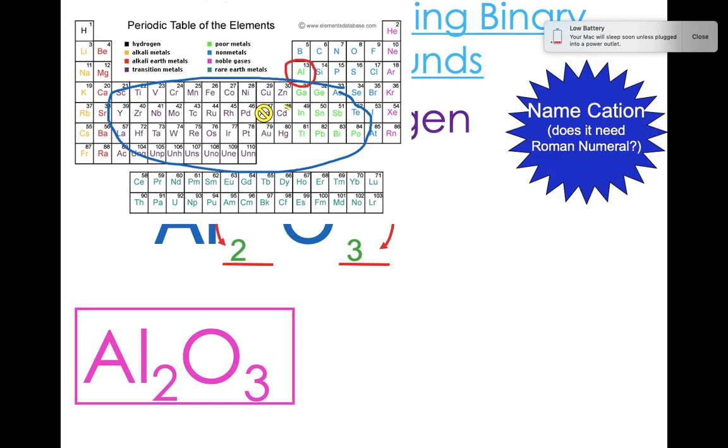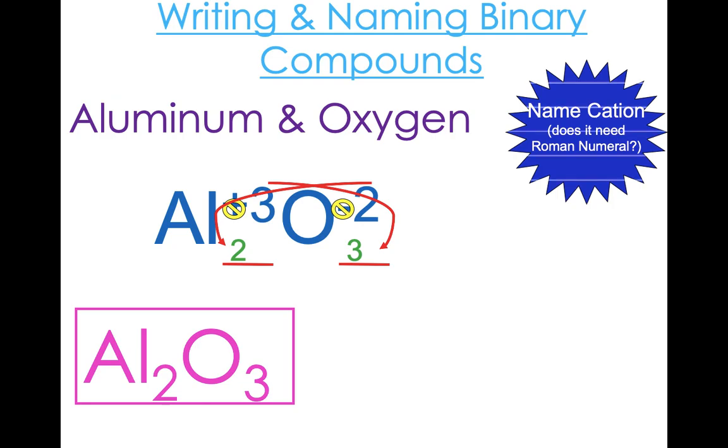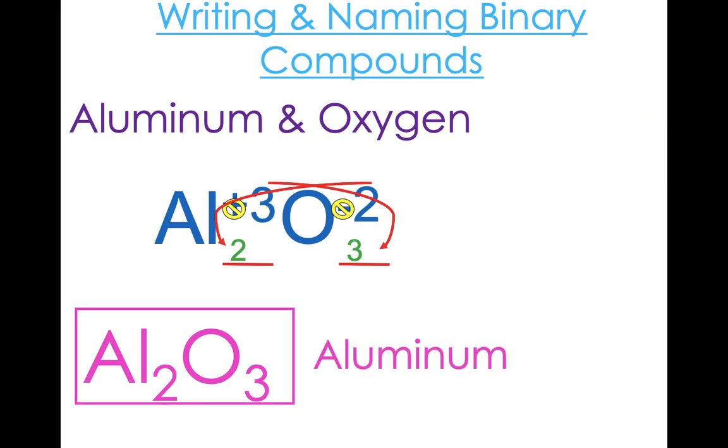Remember, though, there are a few within that D block that also do not need Roman numerals. Gallium and indium are not in the D block, but they're in the lower P block. They don't need them either. So aluminum is not any of those that need a Roman numeral. So we can just name it as its cation, which would be aluminum.